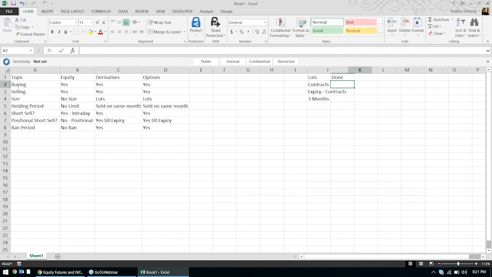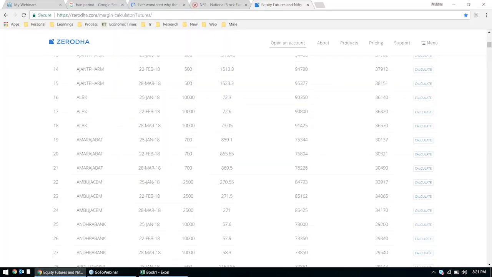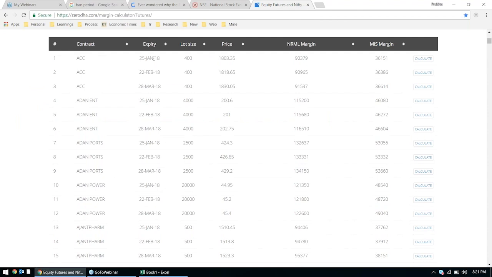Contracts are nothing but this: every stock future can be bought in a 3 months advance contract. This is the January contract, February contract, March contract. The 3 contracts will be available for you to purchase and sell in FNO stocks. The volume will be high in this month's contract. The next month contract will be very low volume, and the third month even lower. By the third or fourth week of expiry, the next month contract will start picking up. This is called a contract.